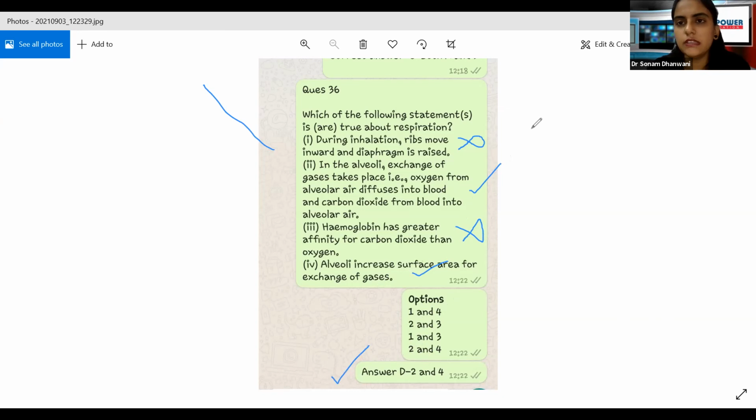ठीक है, have you understood this, guys? Is everything clear about life processes? These are the probable MCQs that we could come up with in this chapter of life processes.